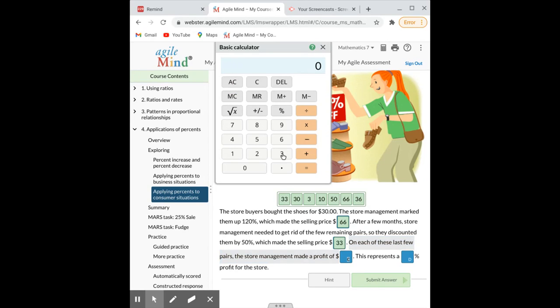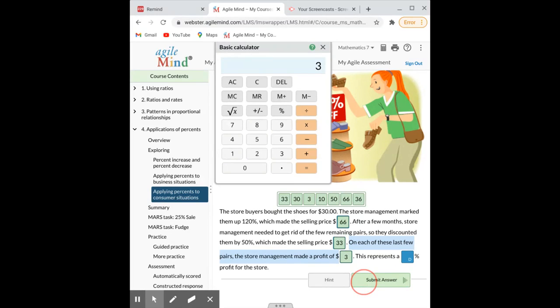Okay, so that's what we're going to do. We're going to do 33 minus 30. And when we do 33 minus 30, what is that going to be? 3. All right, so that's a profit of how much money? $3. All right. Does anyone have any questions about that, how we found that?